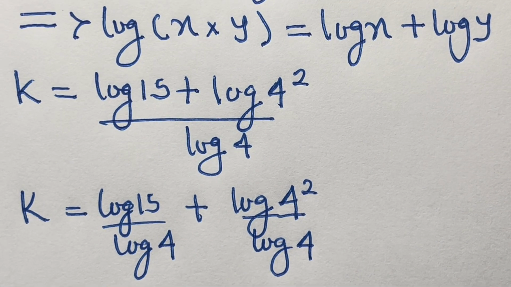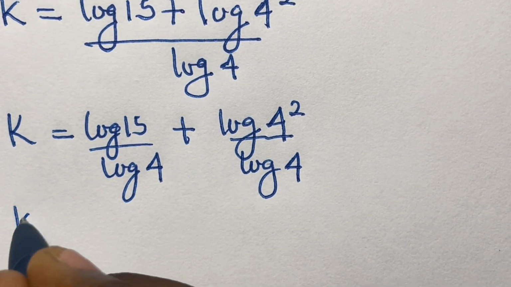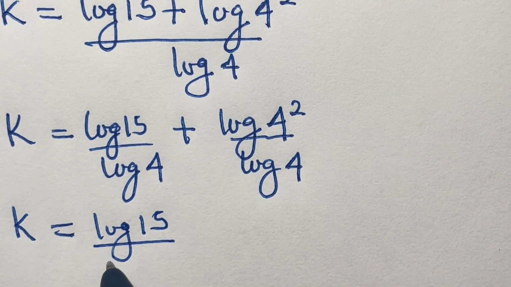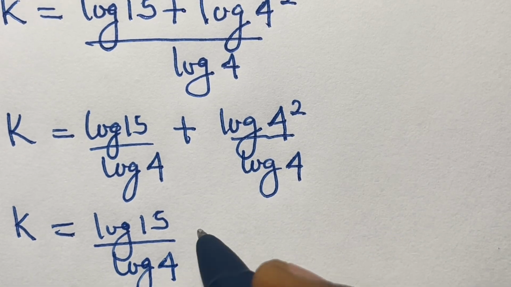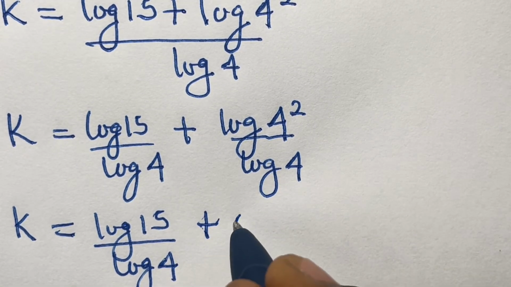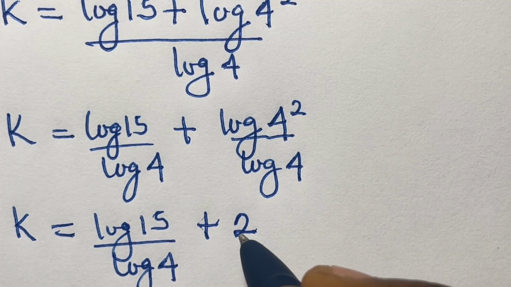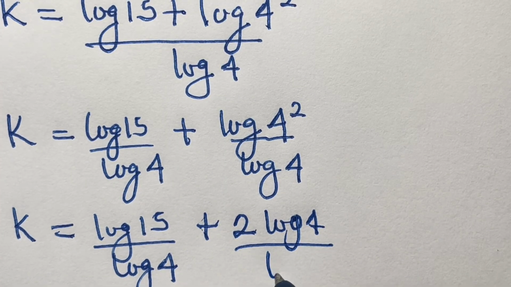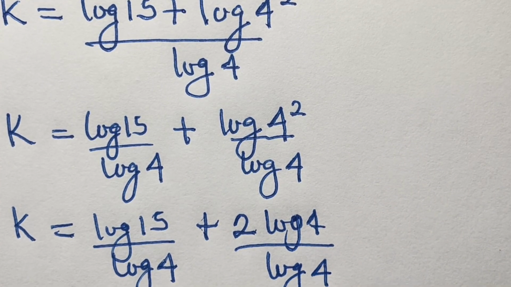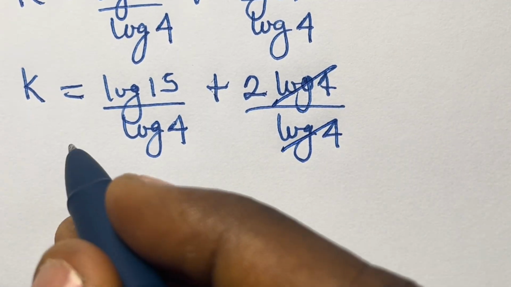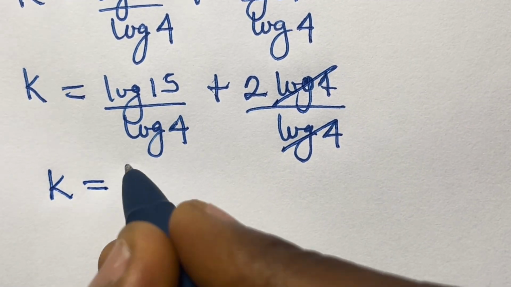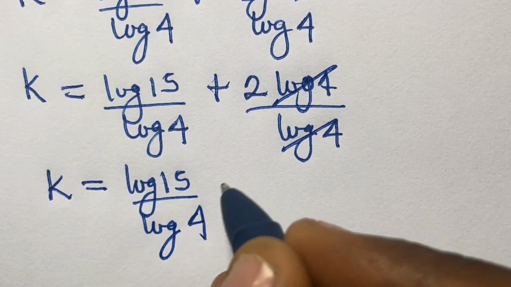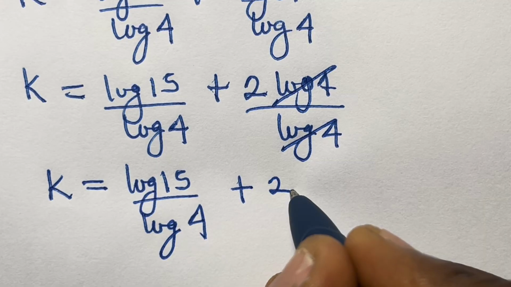Right? So here we will have k equals log 15 divided by log 4. But don't forget that from the law of logarithm, log 4 raised to power 2 will become 2 log 4 divided by log 4. So we have this log 4 cancelling this. So we have k equals log 15 divided by log 4 plus 2, right?